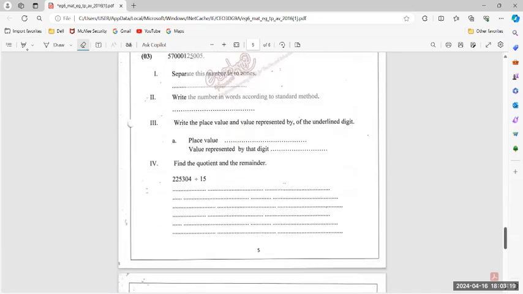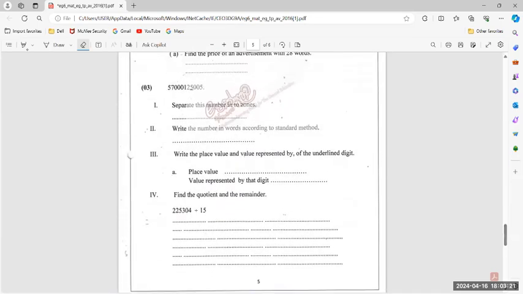Next one is separate the number in zones.